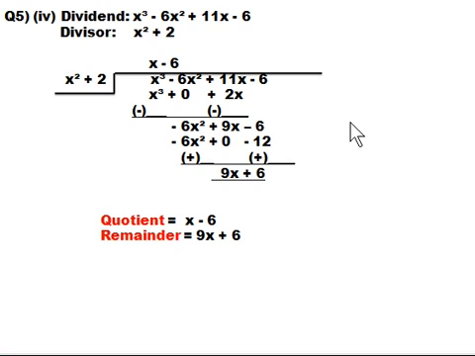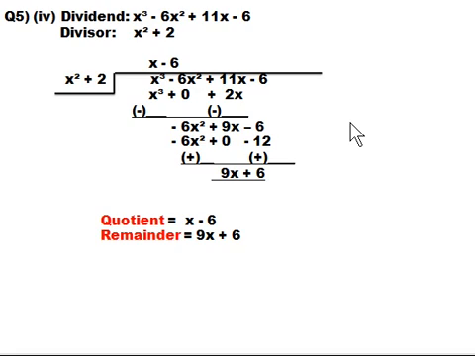X cube minus x cube is 0. 11x minus 2x, the sign of the greater number is plus, so it is 11 minus 2, 9x. But the x square term which was added as 0 will be written first, because it has to be in decreasing order of power. So what do we have? We have minus 6x square plus 9x minus 6. Remember, all the remaining terms from the dividend are noted down.